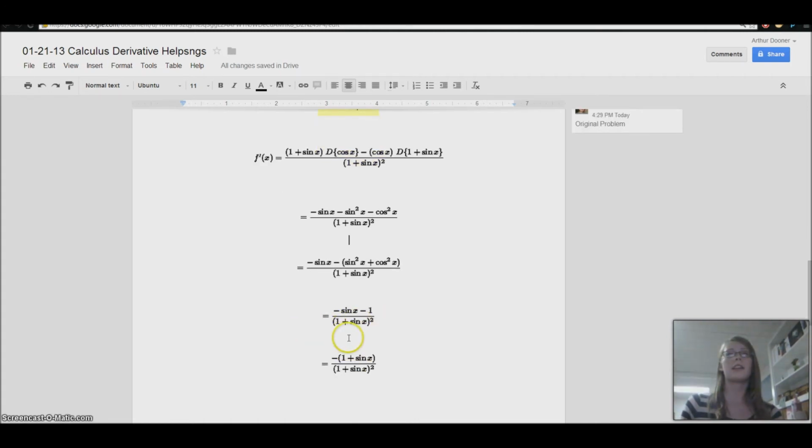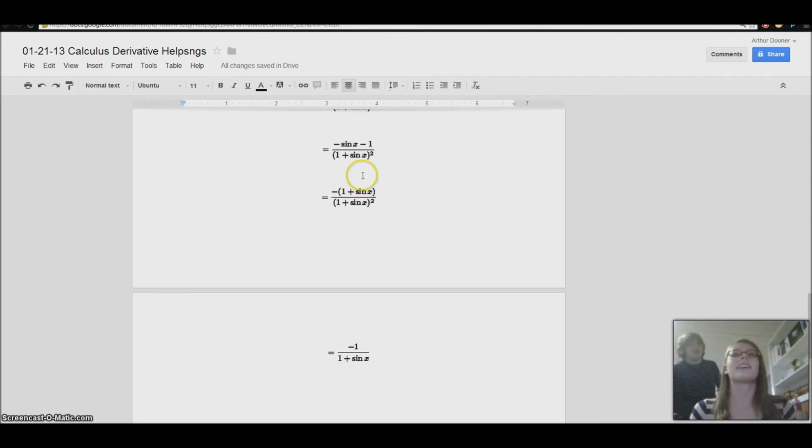Then in the next step, you simplify the numerator into negative sine of x minus 1 because this is a trigonometric identity which equals 1. And you keep the denominator. And then in the second to last step, you factor out a negative to get negative quantity 1 plus sine of x over the quantity 1 plus sine of x squared. And then since the numerator cancels with the denominator, you get negative 1 over 1 plus sine of x. And then you're done with that problem.